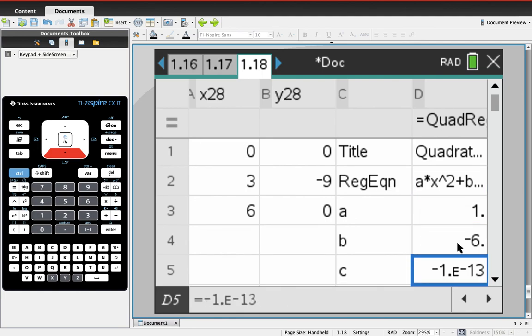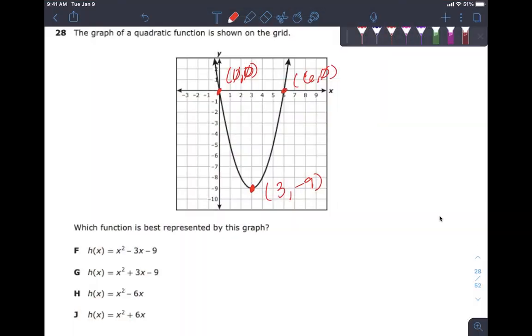Now, anytime you see one of these e's, that's like times 10 to the power of. That's scientific notation. And this number right here is really close to 0. It's so incredibly close to 0 that we could just say that that is 0. So 1x squared minus 6x. So I look over here, 1x squared minus 6x. So my correct answer is H.